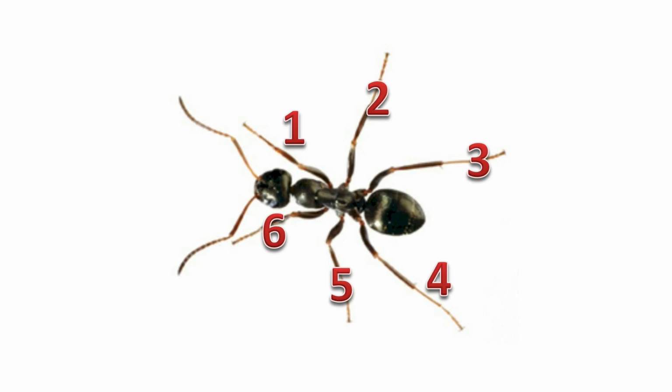Is it an insect or a spider? Yes, it's an insect. Like the other insects, this animal has 2 antennae in front. Let's point to its head. Now count the legs together. 1, 2, 3, 4, 5, 6. It has 6 legs. Is it an insect or a spider? Good job. It's an insect.